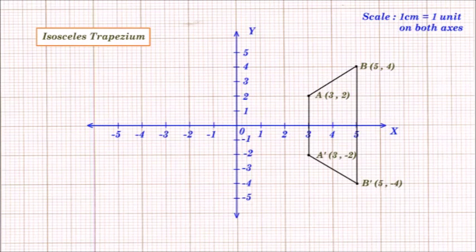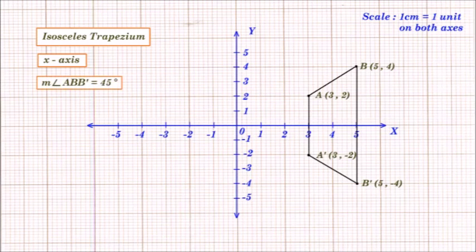Now we want to know the axis of symmetry of this figure. We know that the axis of symmetry for an isosceles trapezium is the perpendicular bisector of the parallel sides. So in this case, the axis of symmetry will be the x-axis. Now we want to find the measure of angle AB, B dash. We measure that, we will get it as 45 degrees.